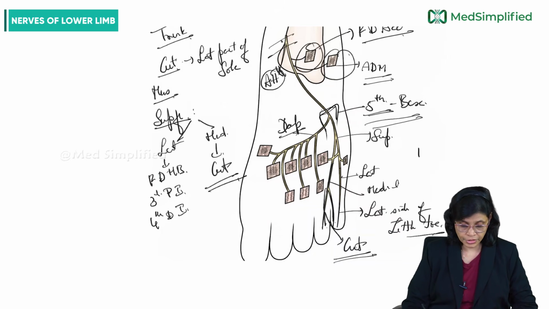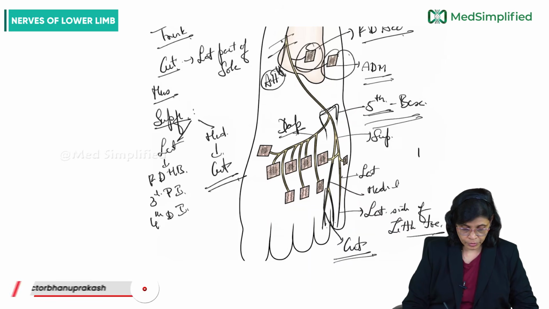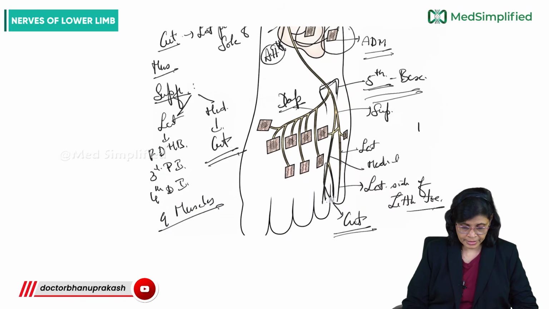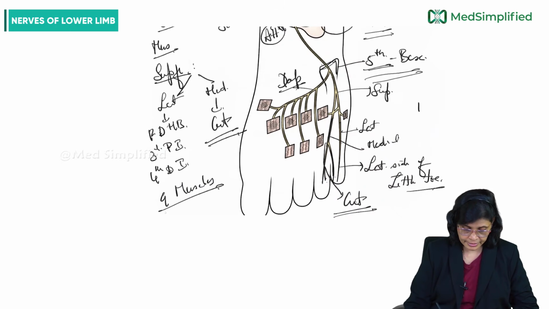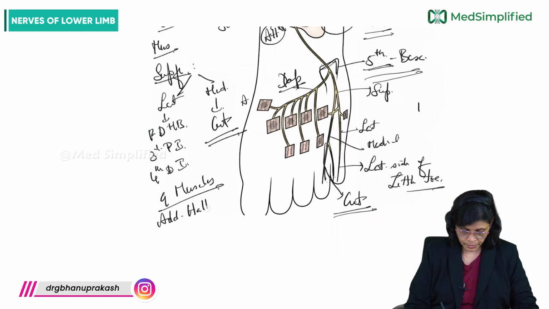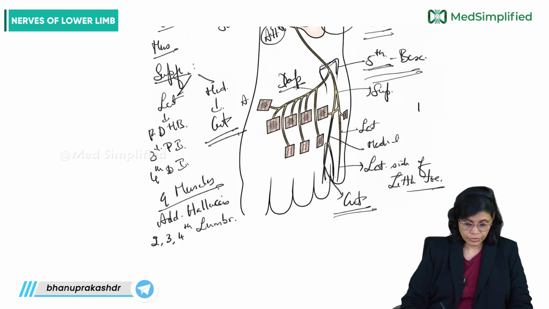The deep branch will supply altogether 9 muscles. Which are the 9 muscles it supplies? If you see, it supplies the adductor hallucis. I'll write here. It supplies the second, third and fourth lumbricals. The first was supplied by the medial. So the lateral supplies these 3, and the 5 interossei.